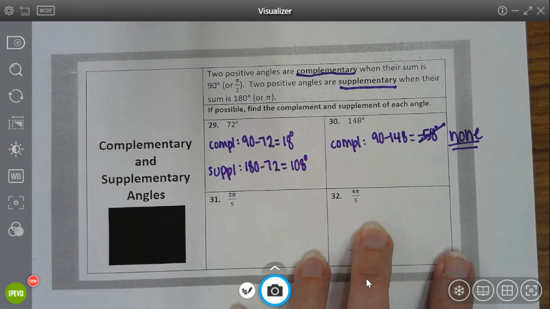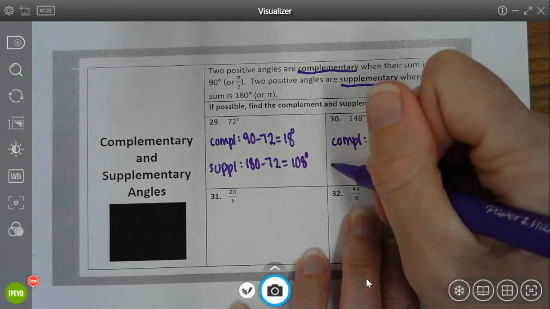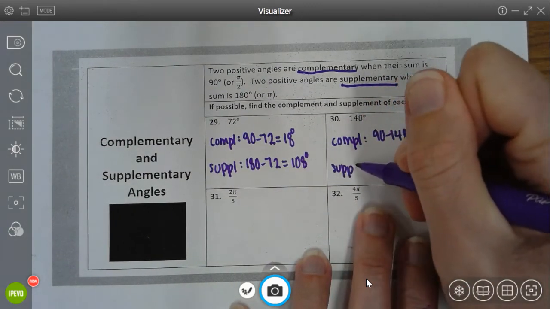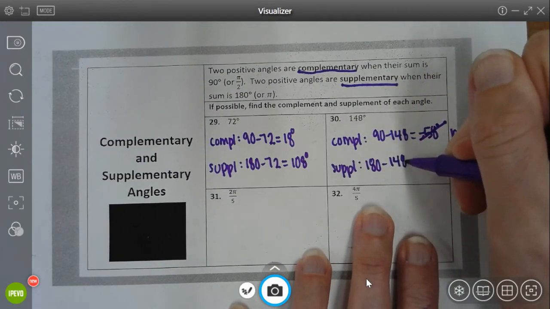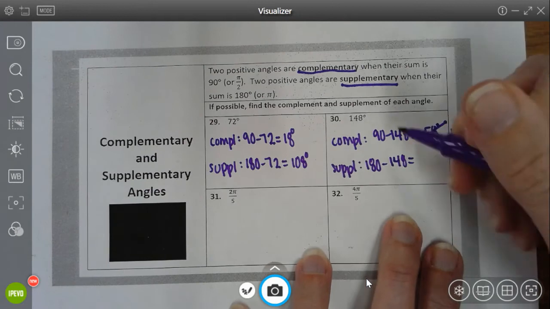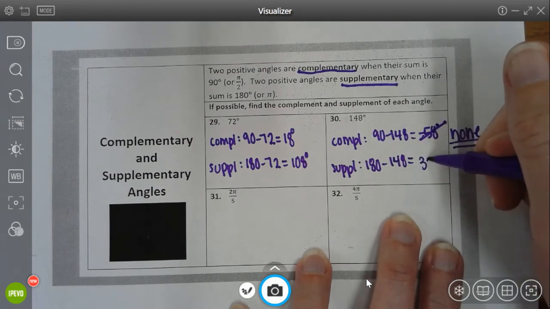But we can still check to see if there's a supplement. And again, to find a supplement, we just subtract from 180 degrees. So if I do the math, I would find out the supplement would be 32 degrees.